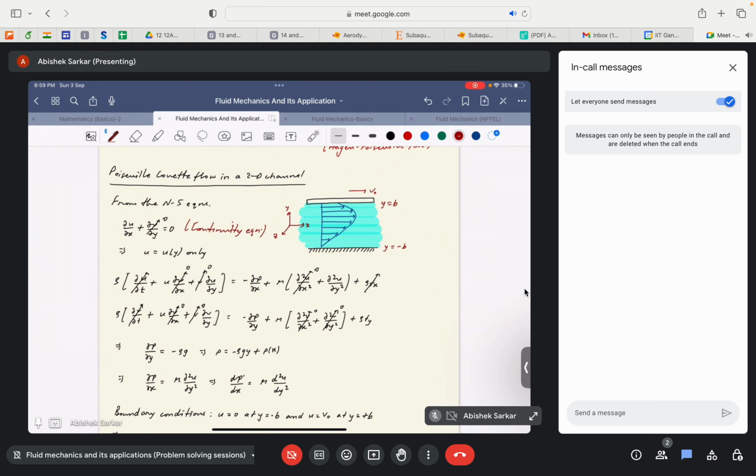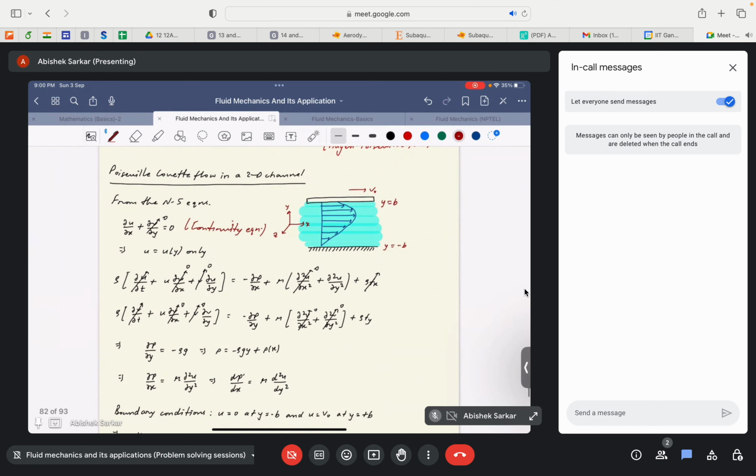Since we are dealing with only the 2D case, it can be a 3D case, but the gradients in the z direction can be considered negligible, because we consider that the dimensions along the z coordinate are much, much greater than the dimensions along the x or the y coordinates. So we get that u is a function of y only.